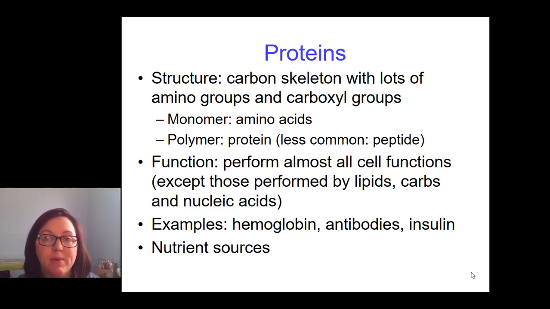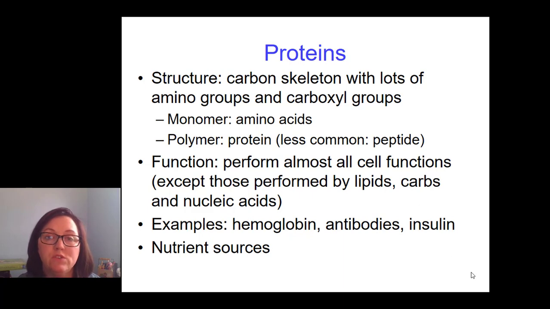Hello, in this video I'm going to talk about proteins. Proteins are one of the 4 important organic biological molecules that we find in the human body, along with lipids, nucleic acids, and carbohydrates. So like the other organic biological molecules, proteins have a carbon skeleton that forms the basis of them. But this carbon skeleton has lots of things attached to it in a protein, such as amino groups and carboxyl groups.